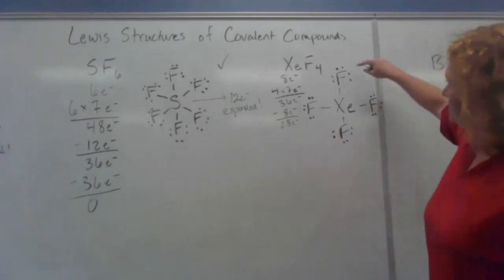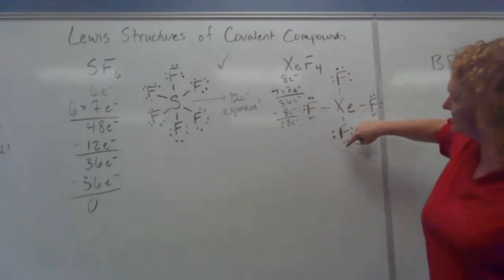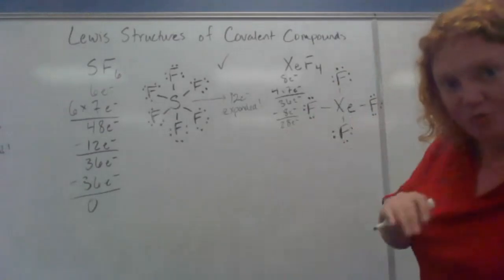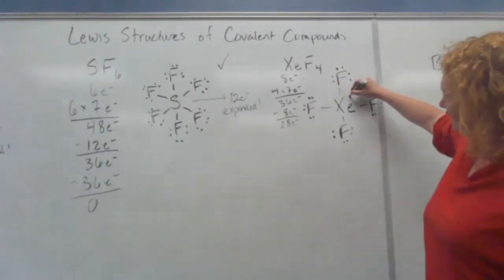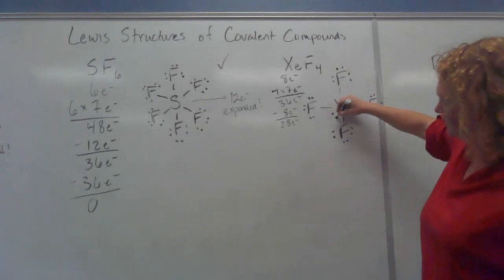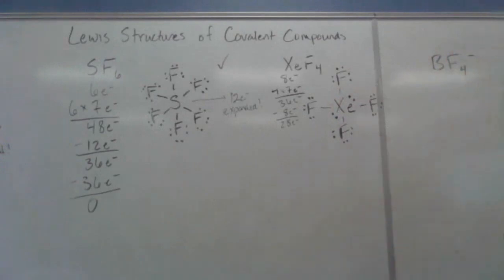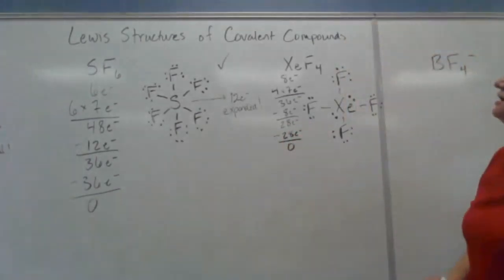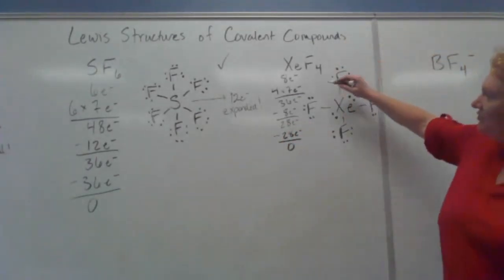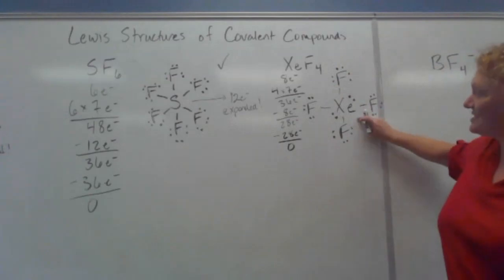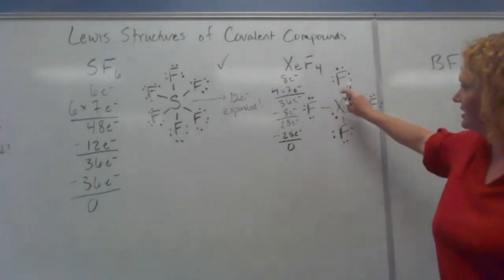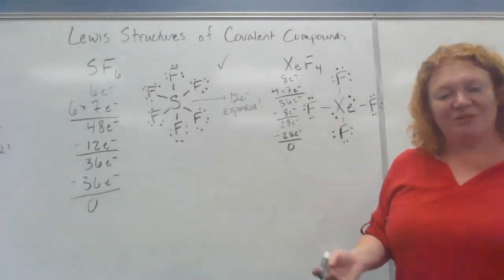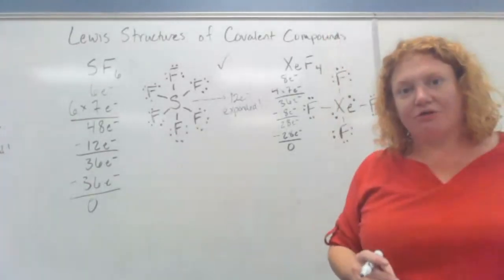So how many did I just use? I used 2, 4, 6, 8, 10, 12, 14, 16, 18, 20, 22, 24. I still have 4 more electrons. I have to place these other 4 electrons as lone pairs on the center atom. And then that used all of them. Check the octet rule. All of my fluorines have an octet. My xenon has 2, 4, 6, 8, 10, 12. It's expanded. It's okay for it to be expanded because it is third period or lower.